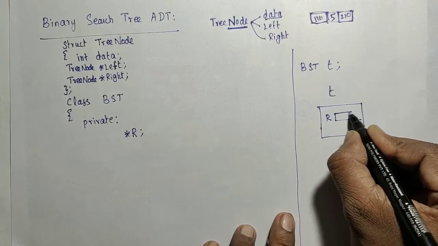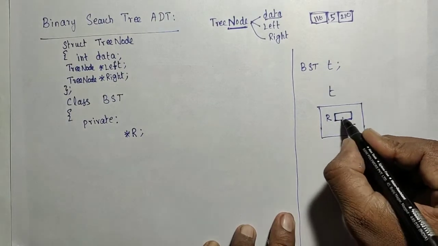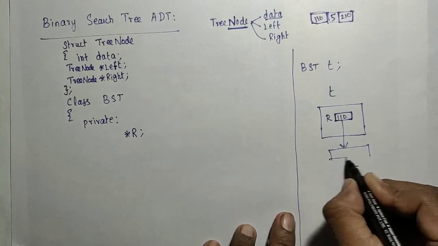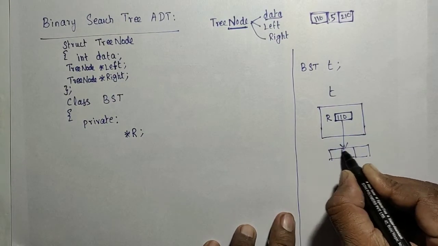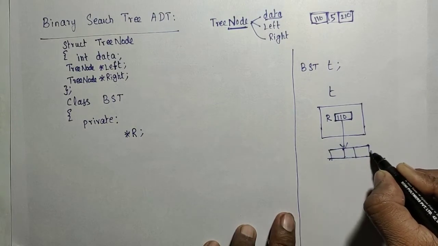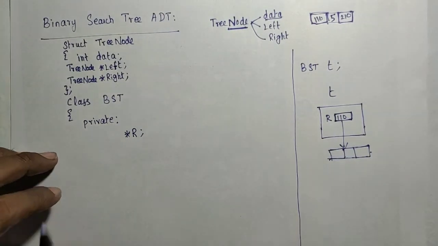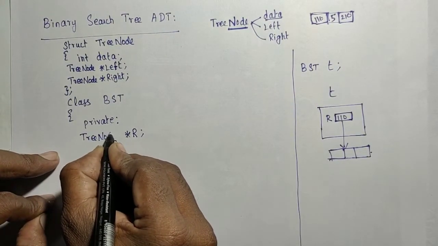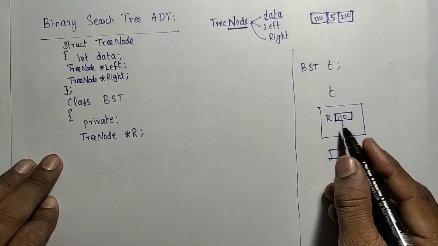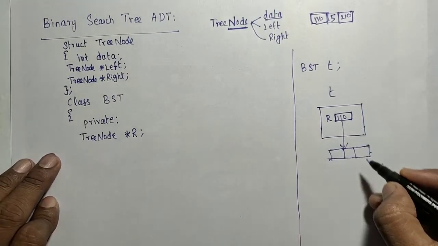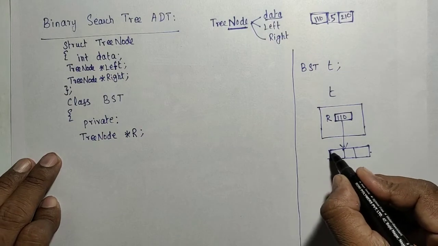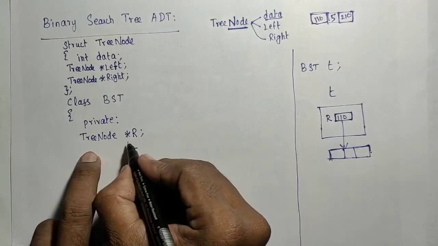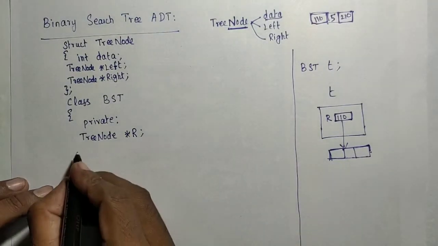So what is the type of this root? Root is nothing but it is going to hold the address of the first node. The first node has the 3 fields. So it means the address of Tree node type, so I need to mention this as Tree node. The R is nothing but the address of the root node, which is also a Tree node only. So I need to make it Tree node star R.